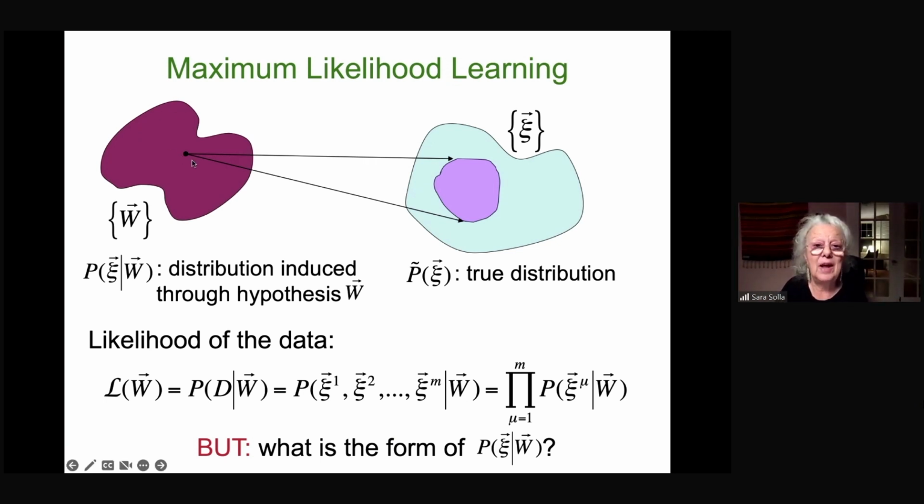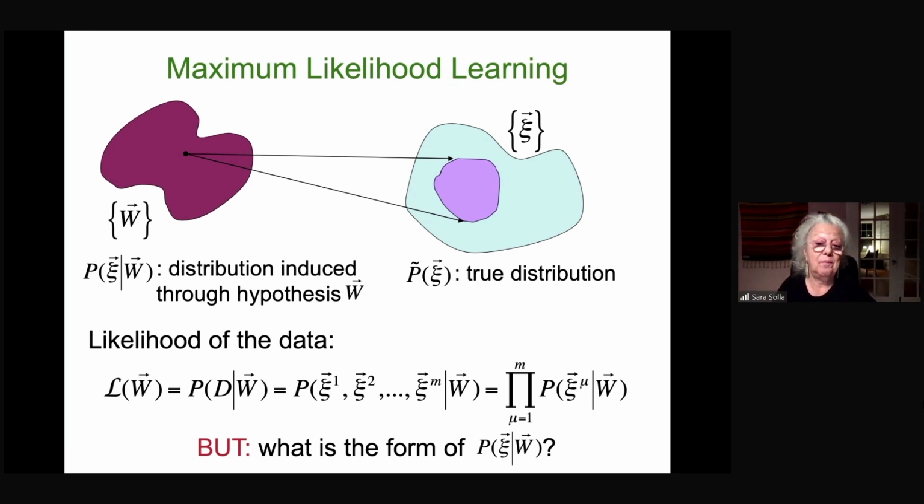The choice of W induces a distribution in Xi space, which is not necessarily P tilde of Xi. It's not a true distribution. It's a P of Xi given W. Once I choose a hypothesis, or a particular wiring of the network, I'm inducing a probability distribution in the world on the space of examples Xi.